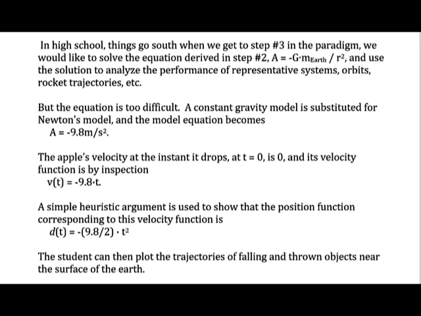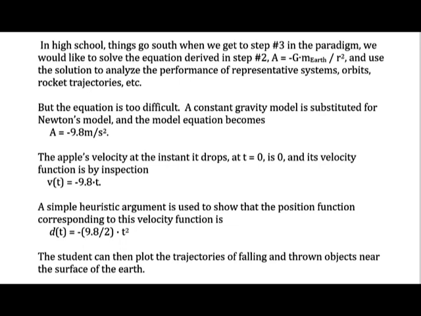With gravity constant, the model equation becomes acceleration equals minus 9.8 meters per second squared, and the problem is restricted to determining 1D trajectories of falling objects near the surface of the Earth, without considering drag due to air. Let's examine in detail how the high school class proceeds to solve the restricted problem. When the object, let's say an apple, begins to fall at time t equals 0, the apple's velocity is 0. Since it accelerates at a constant value of minus 9.8 meters per second squared, the velocity of the apple at time t is minus 9.8 times t.